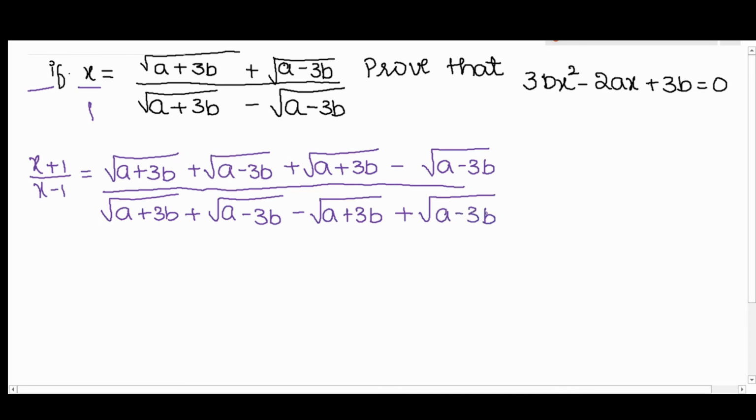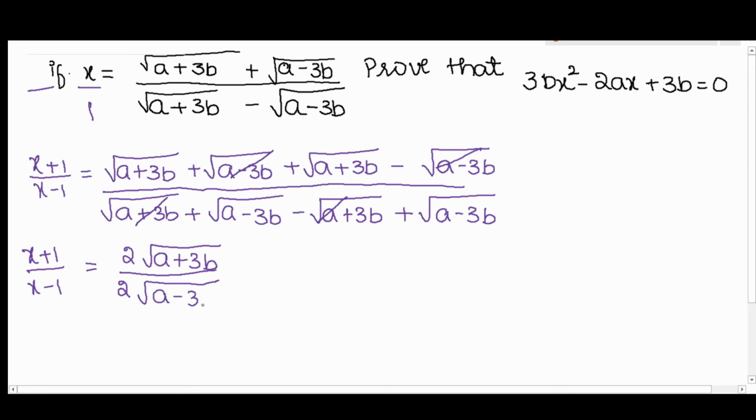So how did I get this step? On applying componendo and dividendo. So let me write the LHS same as it is: x plus 1 divided by x minus 1. You can see this term gets cancelled with this term. And what I result with? I get 2 into root of a plus 3b. And you can see this term being cancelled out with this term. Now in the denominator I get 2 into root of a minus 3b. So the 2 and 2 are going to get cancelled.